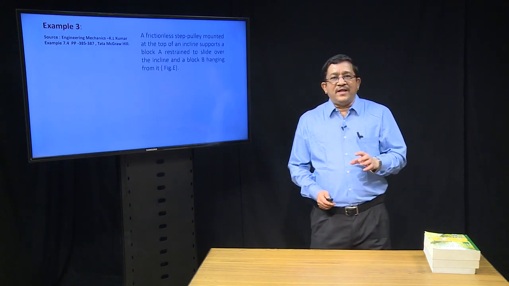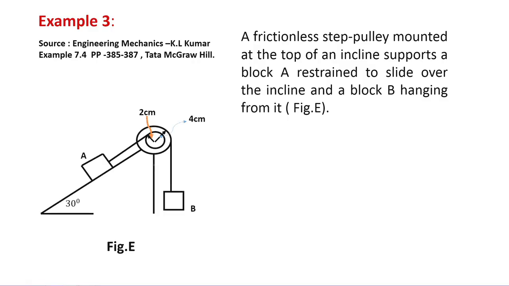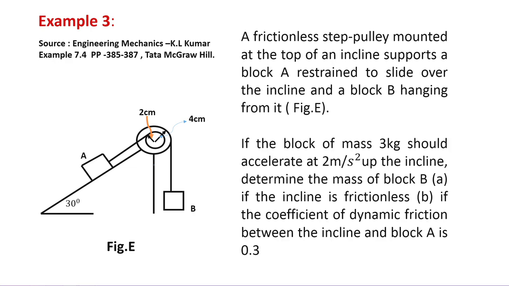Now, here is another important problem. We have considered a frictionless step pulley mounted at the top of an incline, which supports a block A restrained to slide over the incline and a block B hanging from it. The problem is that if the block of mass 3 kg should accelerate at 2 meter per second square up the incline, determine the mass of block B in part A if the incline is frictionless, and in part B if the coefficient of dynamic friction between the incline and block A is 0.3.